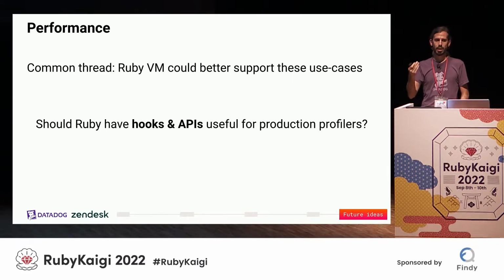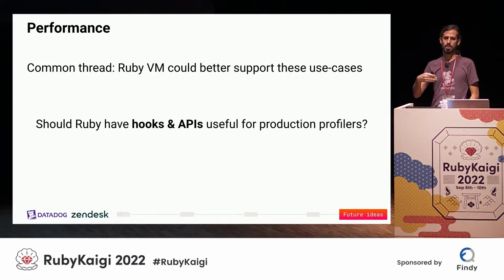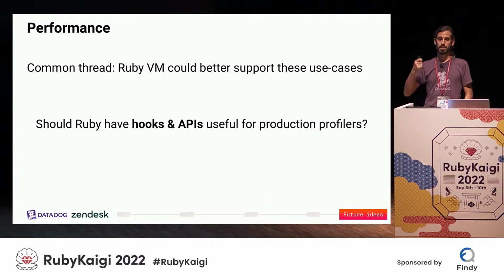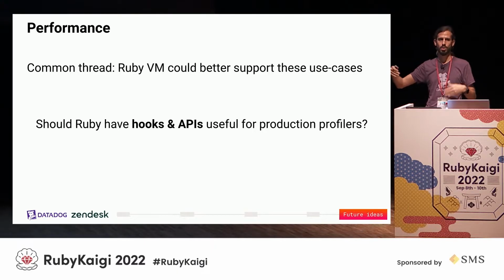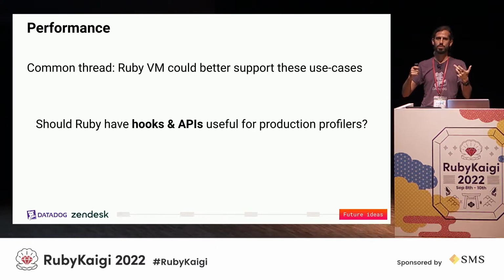But Ruby already has a bunch of hooks and APIs for some of these things. The problem is that usually they are not built for production usage that needs to be really, really, really low overhead. So it would be really nice if more APIs were added, or these ones were expanded a bit with this use case in mind: can we make it have really, really, really low overhead?